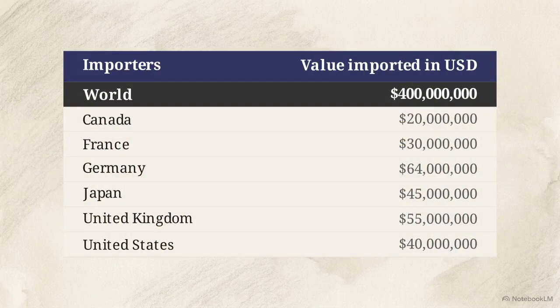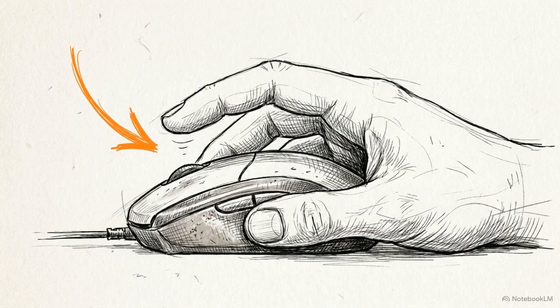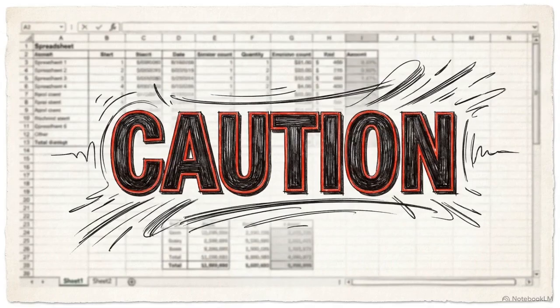This table shows us the raw data. To make sense of it, sort the list by the value imported in USD column. Now the world's biggest buyers are sitting right at the top of the list. But pause right here. It is incredibly tempting to just look at the countries spending the most money and declare them your primary target. This is the volume trap.